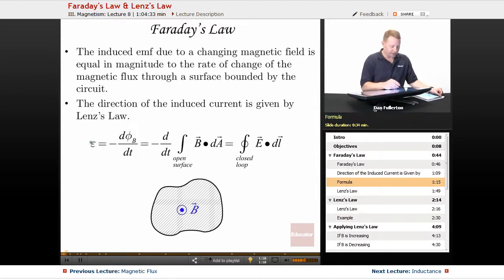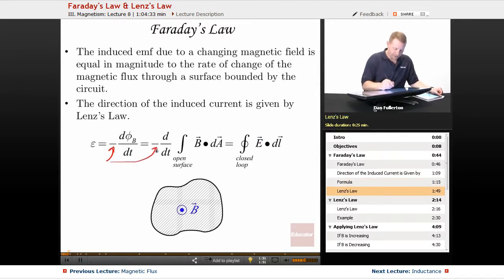So here's Faraday's law. The induced EMF, typically written with the script E, is the opposite of the time rate of change of the magnetic flux through that surface. Or if you expand that out, it's the opposite of the derivative of the integral over the open surface of B dot dA. And the EMF is the integral over the closed loop of E dot dL. That's your EMF, your potential around the closed loop. And if you don't have any changing magnetic flux, that actually becomes Kirchhoff's voltage law. So, Lenz's law is this negative sign right there. That's where the Lenz's law piece comes in.